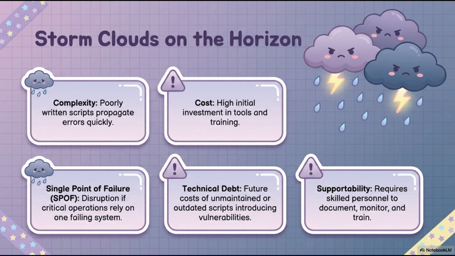If critical operations rely entirely on one automation system and it fails, operations may be disrupted. Redundancy and fallback mechanisms are necessary to maintain resilience and availability. Technical debt is an ongoing concern. Technical debt refers to the future cost incurred when systems or scripts are not properly maintained or updated. Outdated automation scripts can introduce vulnerabilities or fail to integrate with newer technologies. Regular review, maintenance, and documentation are essential to maintain long-term supportability.